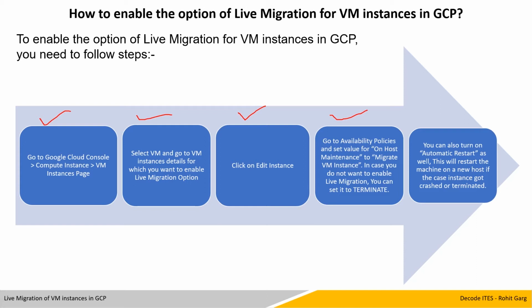In case you do not want live migration, you can set it to terminate. Now you need to turn on automatic restart as well. This will restart the machine on a new host in case the instance crashed or was terminated. This is the safer side rule for live migration issues or issues other than live migration which are completely unplanned. So these are the 5 steps that you need to perform to enable live migration.